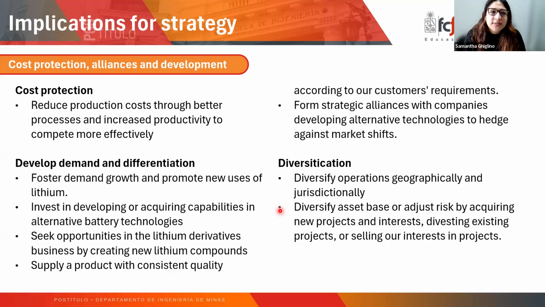So what this means for our strategy, considering everything that we have mentioned so far, we believe that the number one strategy that we will need to focus on is cost reduction or cost protection. SQM is already the leader in costs in the region. They have one of the best unit costs of processing and producing lithium in the region. So we think they need to focus on maintaining and protecting those costs and keep that leadership, because it's what is going to protect their profitability in the future.